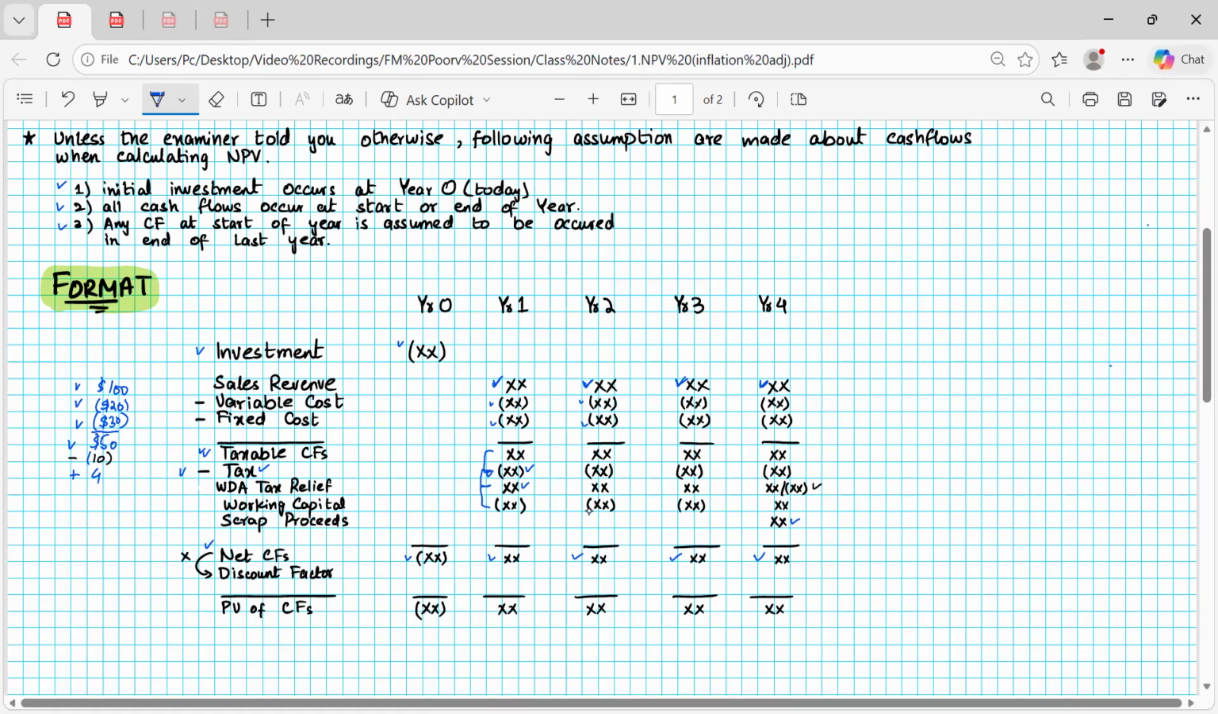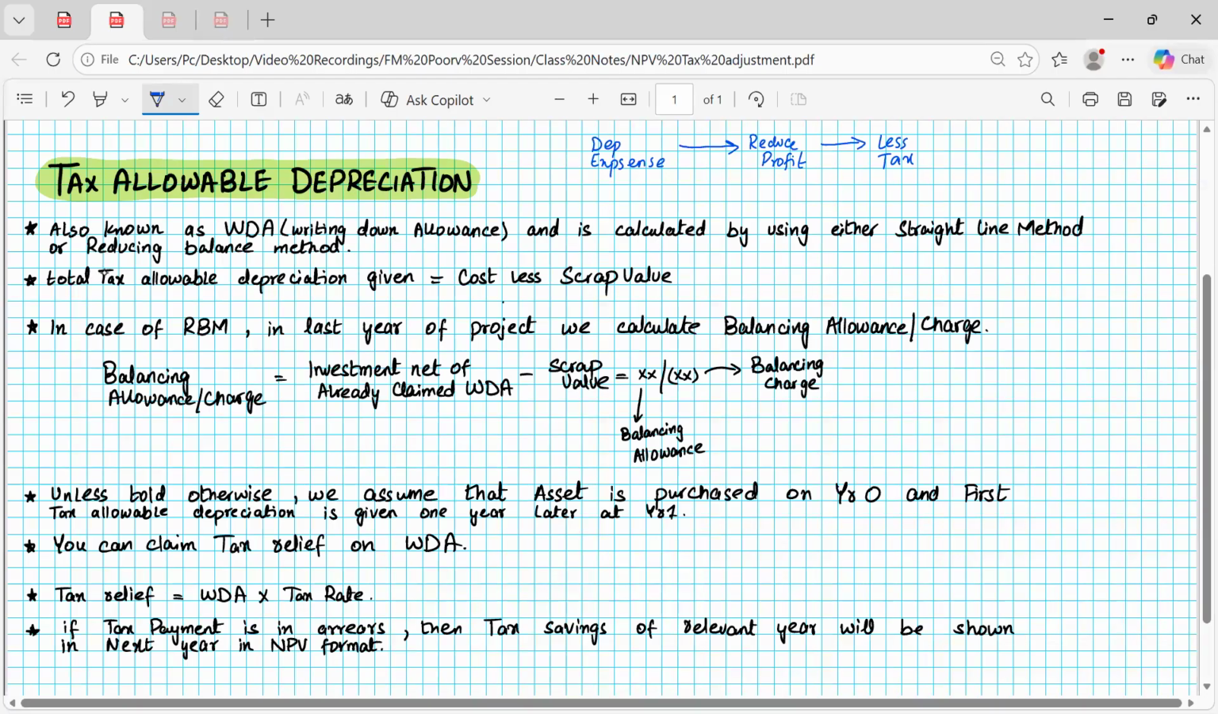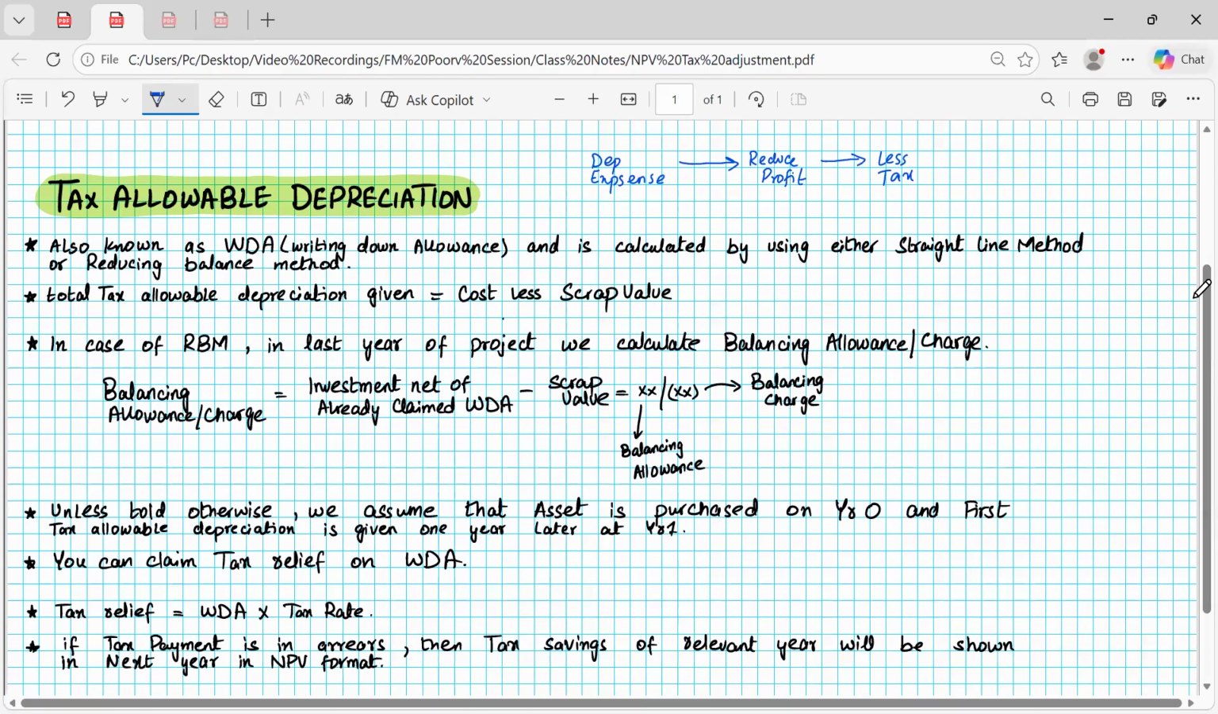But the concept is that because of this written down allowance, this tax depreciation, your profit reduces. If your profit reduces, you have to pay less tax. So because of this allowance, you are getting the tax relief.